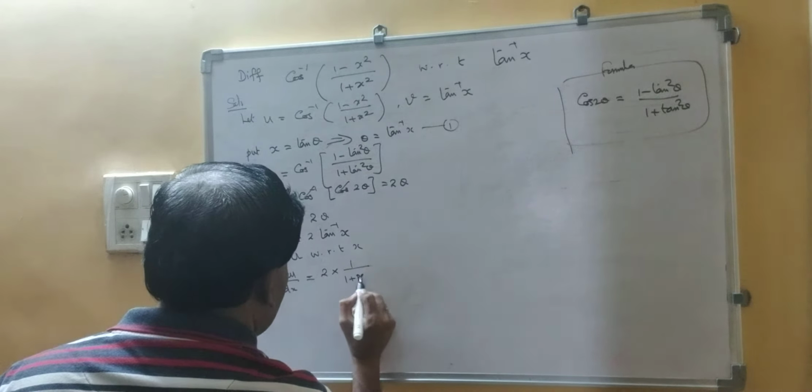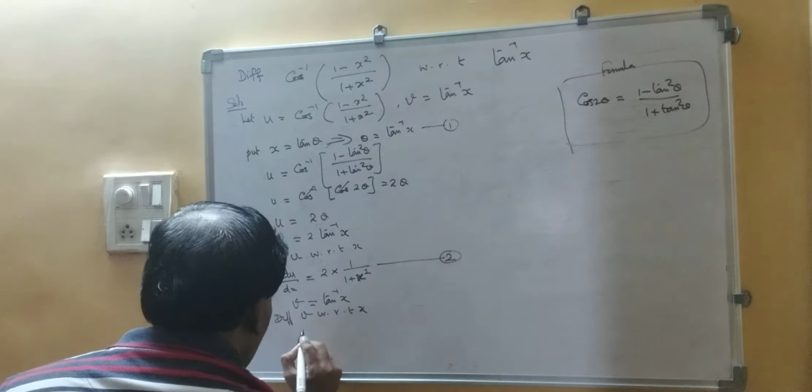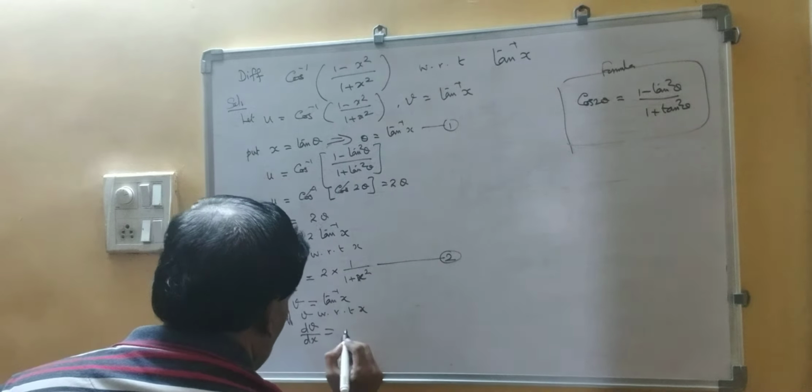Equation 2. Now what is v? Tan inverse x. So differentiating v with respect to x, dv by dx equal to, what is the derivative of tan inverse x? 1 upon 1 plus x square.